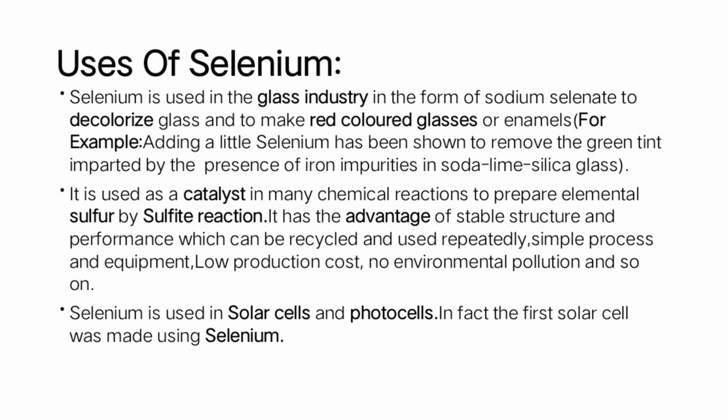Uses of selenium. Selenium is used in the glass industry in the form of sodium selenate to decolorize glass and to make red-colored glasses or enamels. For example, adding a little selenium has been shown to remove the green tint imparted by the presence of iron impurities in soda lime silica glass.